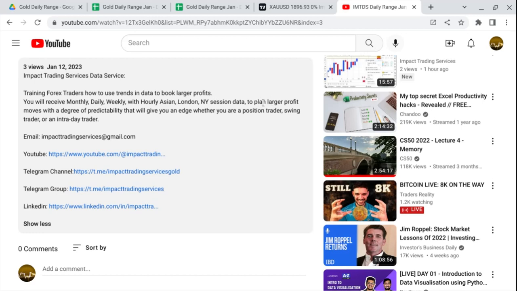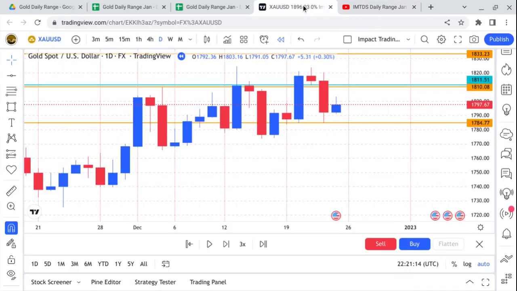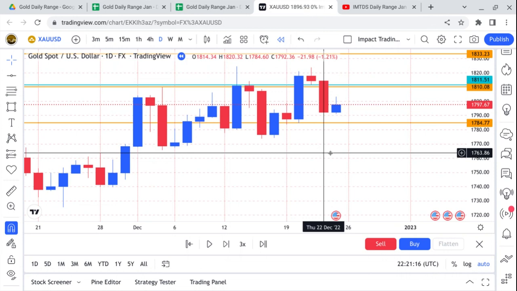Welcome back, traders. This is Impact Trading Services data service where we train traders how to use trends and data to book larger profits with a degree of predictability that can give you an advantage, an edge during the trading session, trading day. Now, this works for position traders, swing traders, intraday traders.